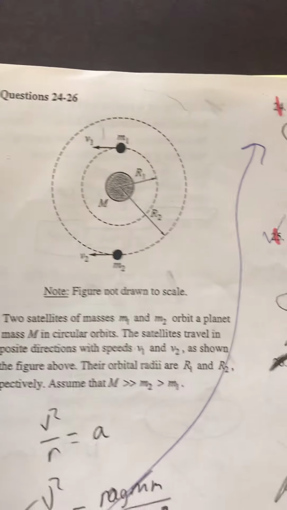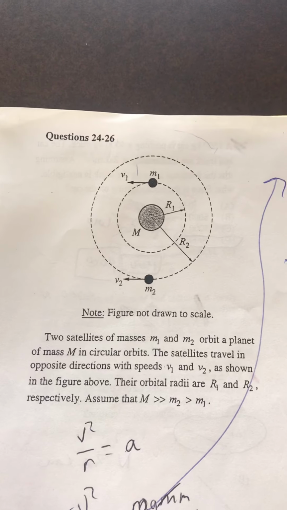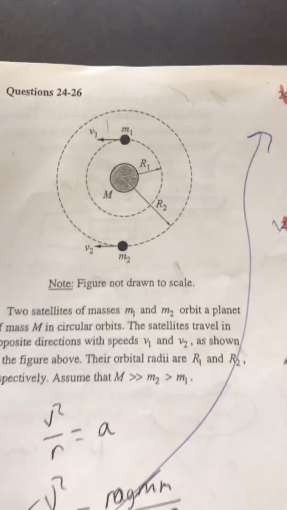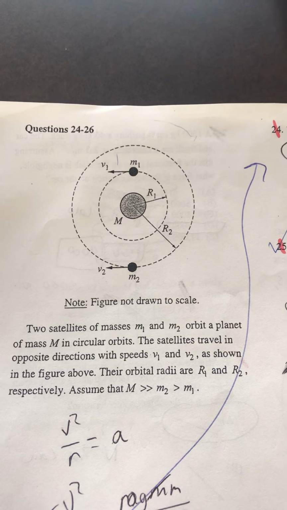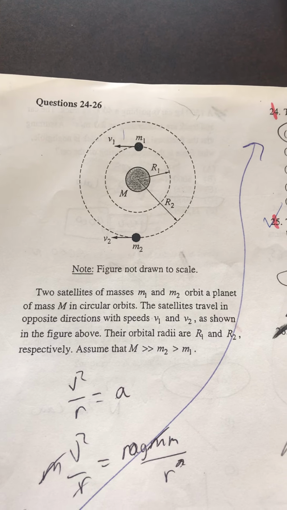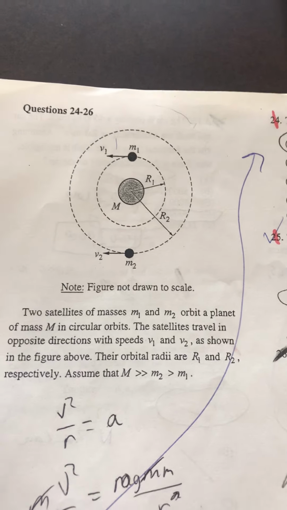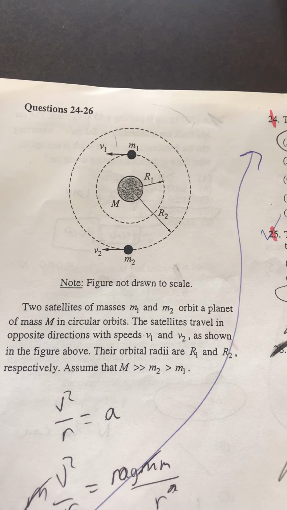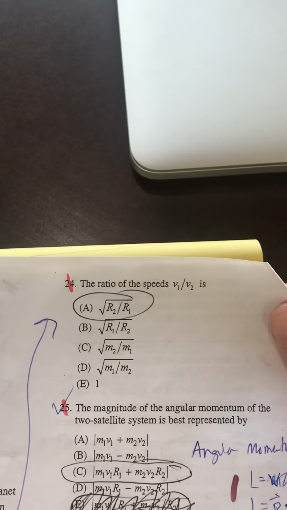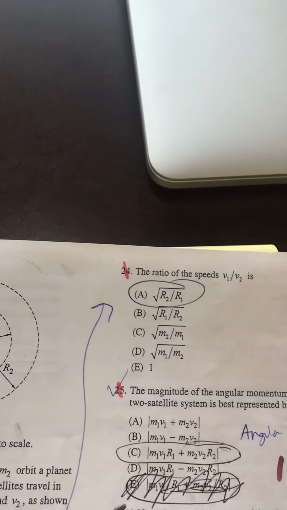So the problem is a three-part problem. I'll show the diagram real quick. So it's two different satellites that orbit with two different radii. So M1 has R1, M2 has R2, and it's assumed that the mass of the planet at the center is greater than both mass 1 and mass 2, and mass 2 is greater than mass 1. So now we're going to look at the problem, which asks the ratio of the speeds v1 over v2 is blank.